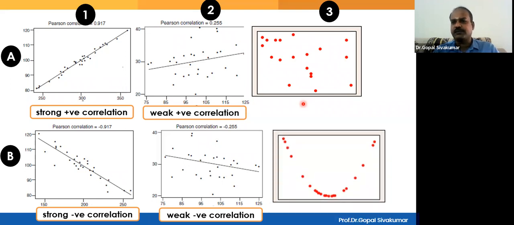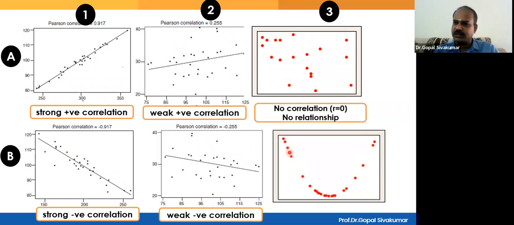But look at another graph. Here also I cannot see a straight line, but I can see a curve here. It is a parabolic curve. So in the first case, there is no correlation as well as no relationship. But in the second case, there is no linearity, so I call it no correlation.